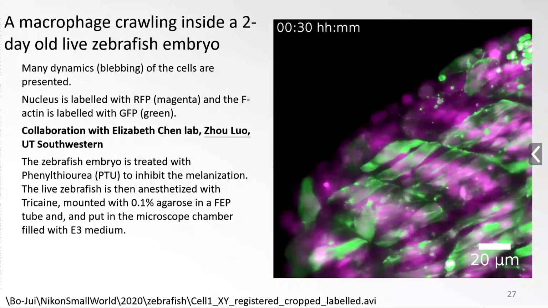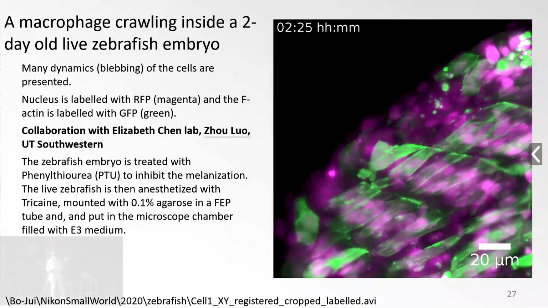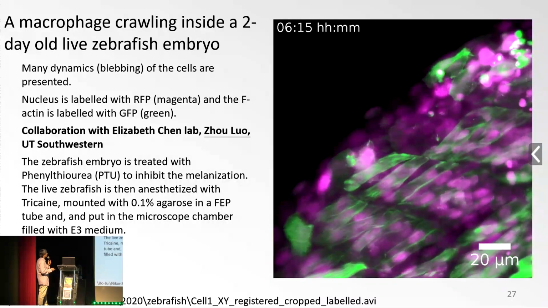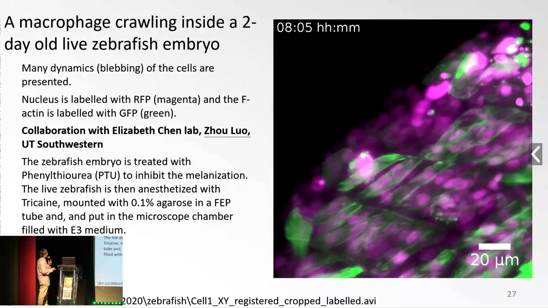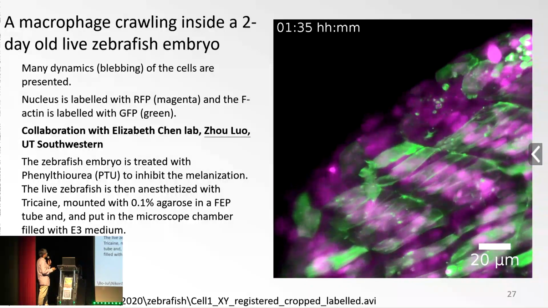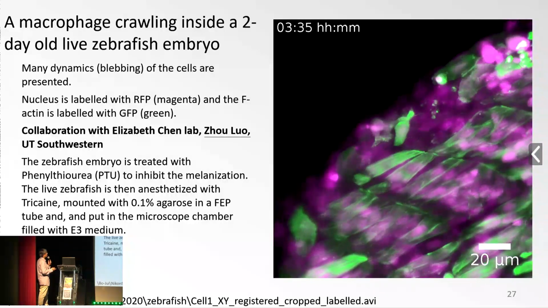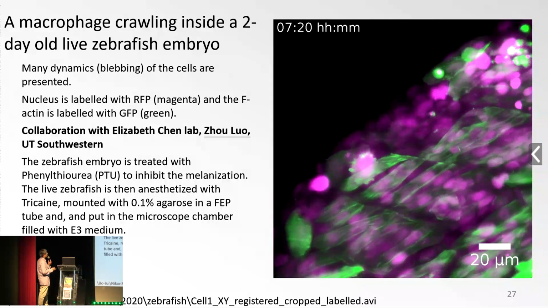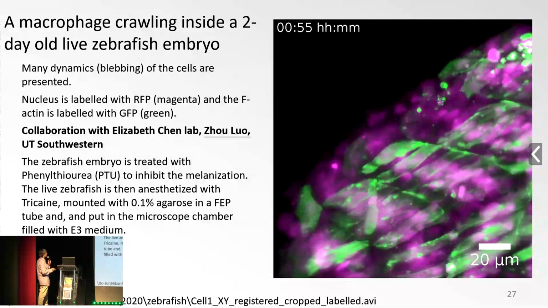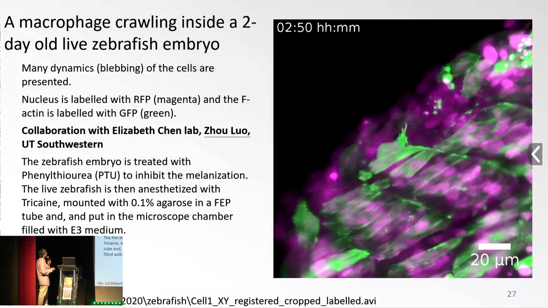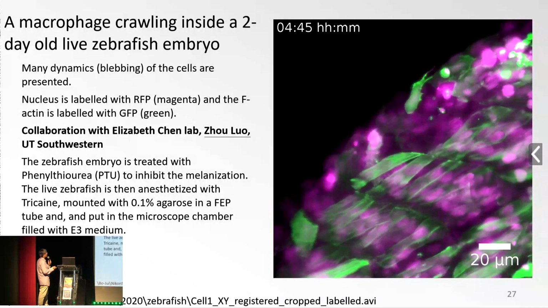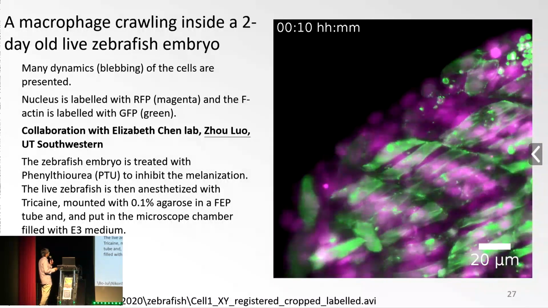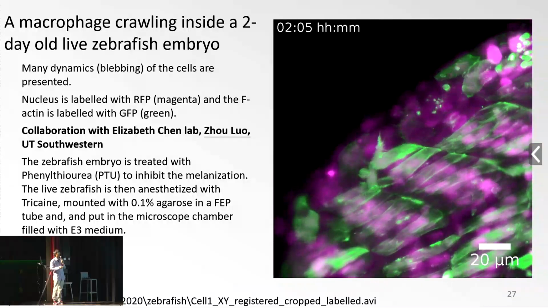Of course, this is not new to you. Here, I just demonstrate that we can also do live imaging. This is, again, in the zebrafish, and our original plan was to look at the muscle fusion here, but just by coincidence, we saw this macrophage crawling around in the zebrafish. We imaged this for a few hours, and you can see how the macrophage crawls around and also becomes blobby here, which is just very fun to look at.